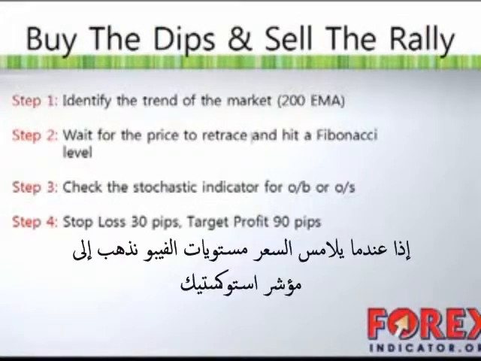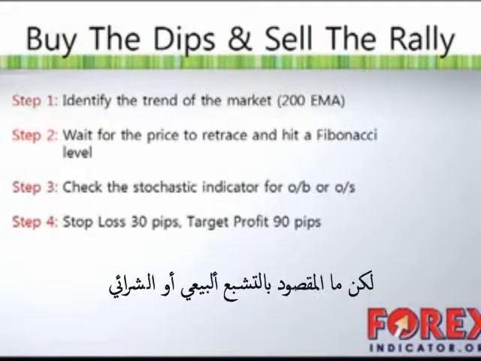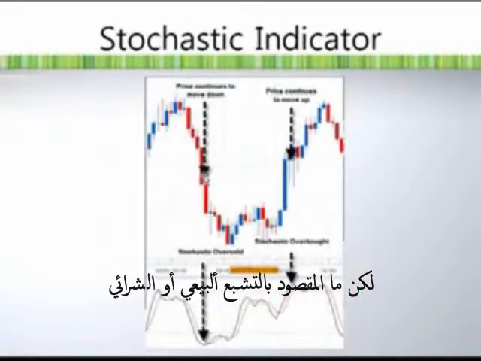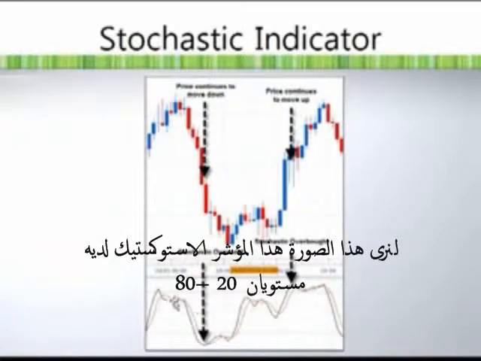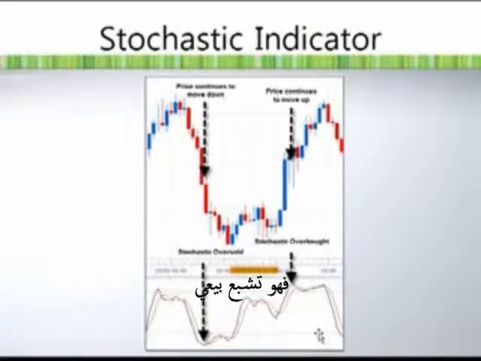Once the price hits the Fibonacci level, you go to your stochastic indicator to check whether it is overbought or oversold. What do I mean by overbought or oversold? Let's take a look here. You can see the stochastic indicator comes with a 20 and 80 line. The 20 level means that anything lower than that is a sign of oversold.